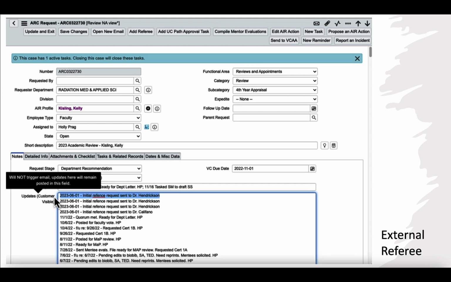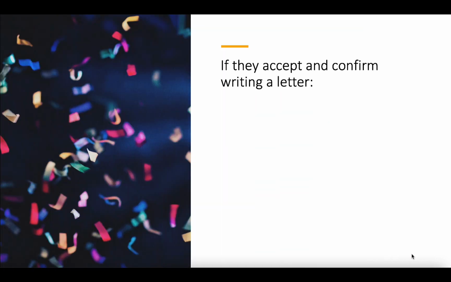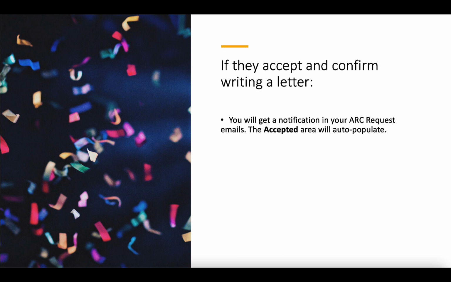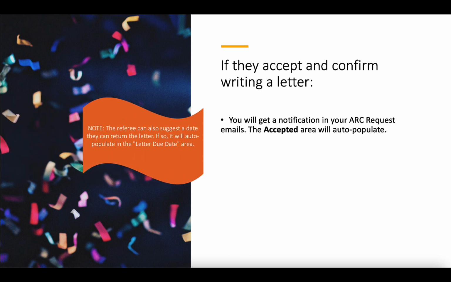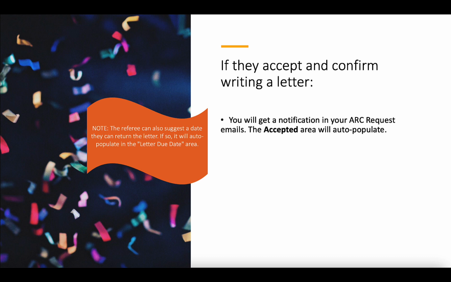After the email is sent, there are three possible outcomes. The referee accepts to write a letter, they decline to write a letter, or they're non-responsive. If they accept and confirm they can write a letter, you'll get a notification in your ARC request emails. The accepted and due date will be auto-populated. Please note that the referee can also suggest a date they can return the letter. And if they do this, it will auto-populate in the letter due date area. You don't need to change anything.